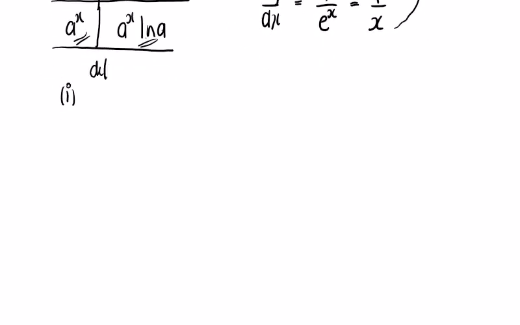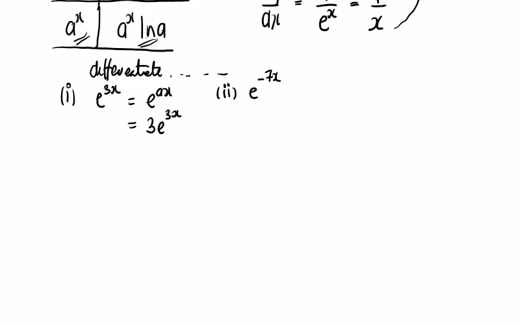Differentiate the following with respect to x. Same question all the time. e to the power of 3x is of the form e to the power of ax, so it's going to go to 3e to the power of 3x. They don't get massively difficult, these exponential and log functions. We could use the chain rule to do this, but there's absolutely no need to use the chain rule. What about e to the power of minus 7x? That's going to go to minus 7e to the power of minus 7x.